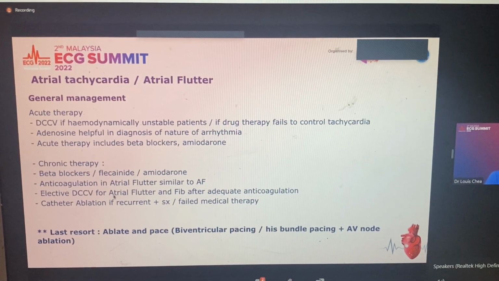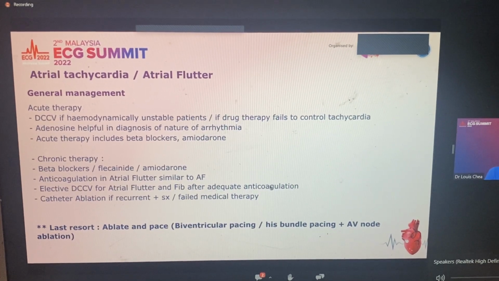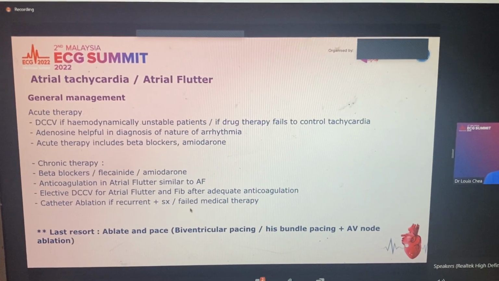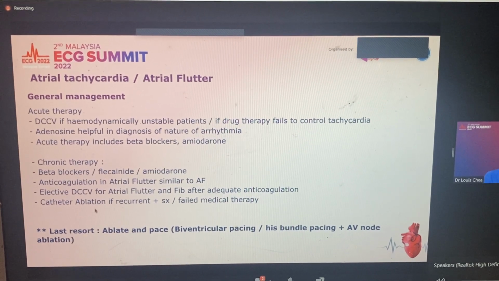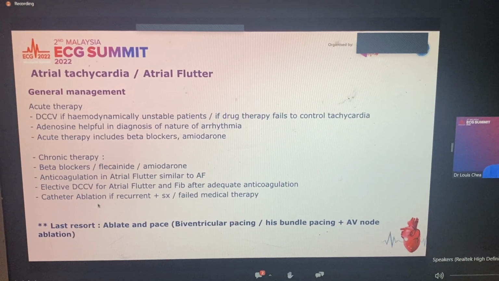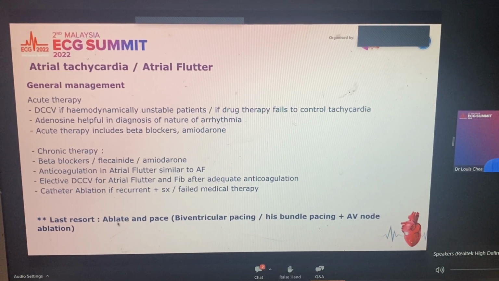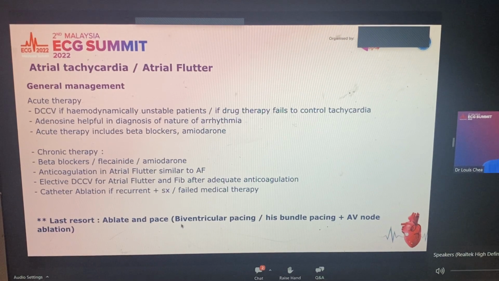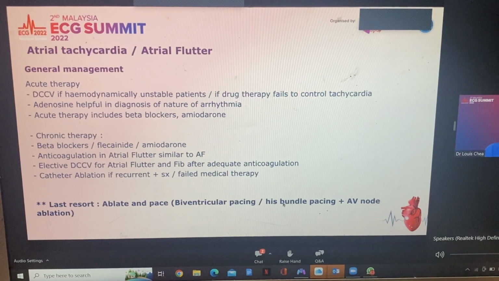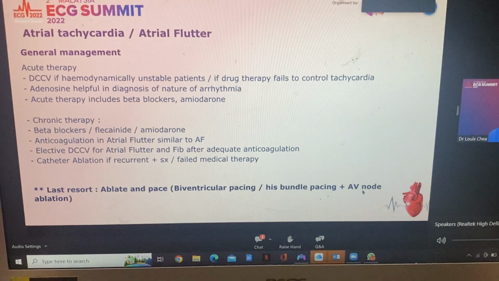And if the patient is symptomatic, you can schedule them for elective cardioversion after adequate anticoagulation for at least 3 to 4 weeks. And if the patient is having recurrent symptoms or failed medical therapy, they should be referred for catheter ablation. And some even think that the moment you diagnose a patient with atrial flutter, they should be referred for catheter ablation as well. Once you have exhausted all these options, the last resort is what we call ablate and pace, which is more of a palliative kind of treatment, where you put the patient on a CRT or biventricular pacing or a conduction system pacing with AV node. This is generally not used unless you have run out of options.